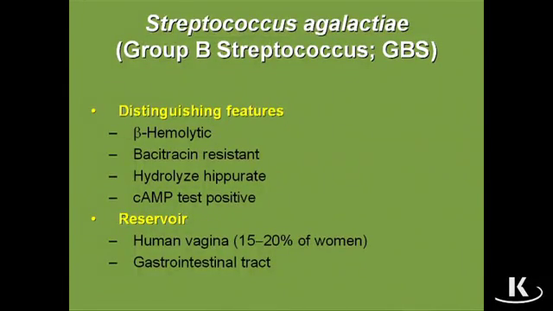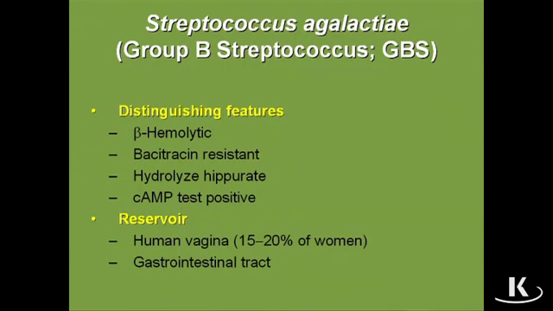Not a whole lot to talk about with Group B strep, okay? What do you already know? It's a leading cause of neonatal meningitis. Bam! That's almost everything you got to know, okay? Distinguishing features, we mentioned most of them.